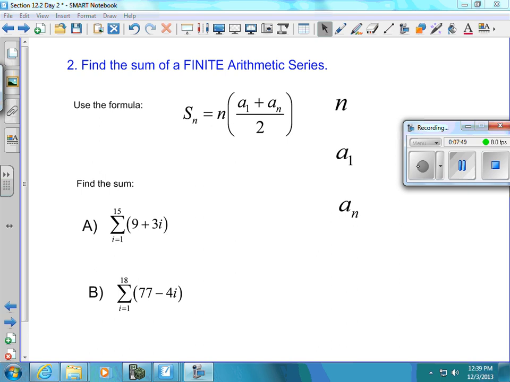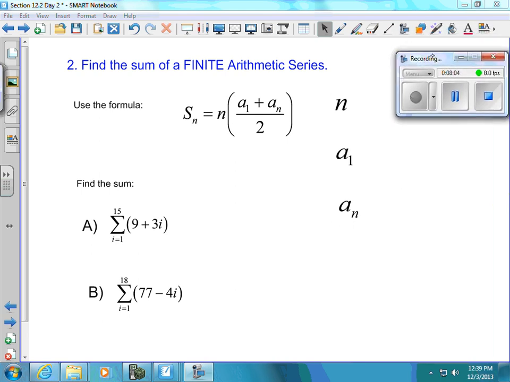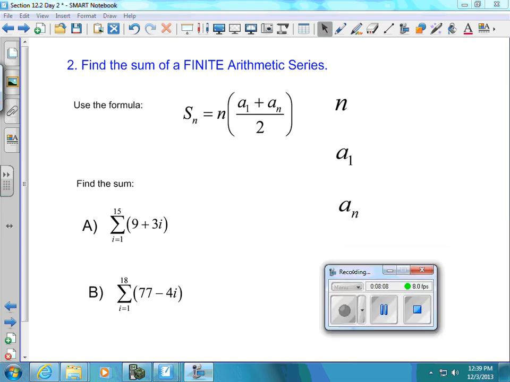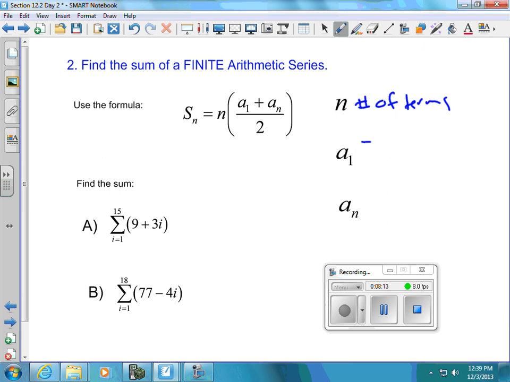Okay, sums of arithmetic series. The formula for the sum of an arithmetic series is S sub n equals n times a sub 1 plus a sub n, over 2. What do all these terms mean? And furthermore, do we need all of them? We'll talk about that in a minute here. n equals the number of terms. a sub 1 is the first term. We knew that already. a sub n is the last term. So you need the first term, the last term, and how many total terms there are going to be.